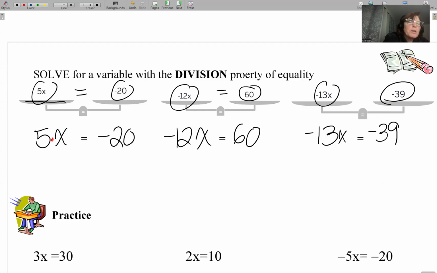Whenever you have a variable and a number next to each other, it implies multiplication. So the inverse or the undo of multiplication is division. So I'm going to divide by 5. Here I'm dividing by negative 12. And here I divide by negative 13.